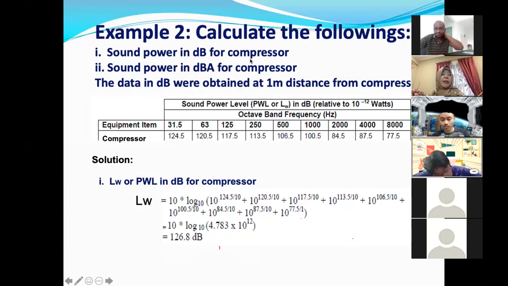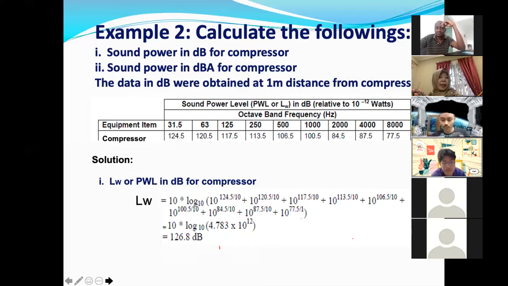So you got the sound power level here, but this does not reflect dBA. We want the reading in dBA, but the question here asks you to calculate each of them, so it's okay. But in environmental noise, what we are concerned with is dBA. This is an example of how to get dB and dBA. This is how we get sound power in dB: we just add up all of this data, but using log.